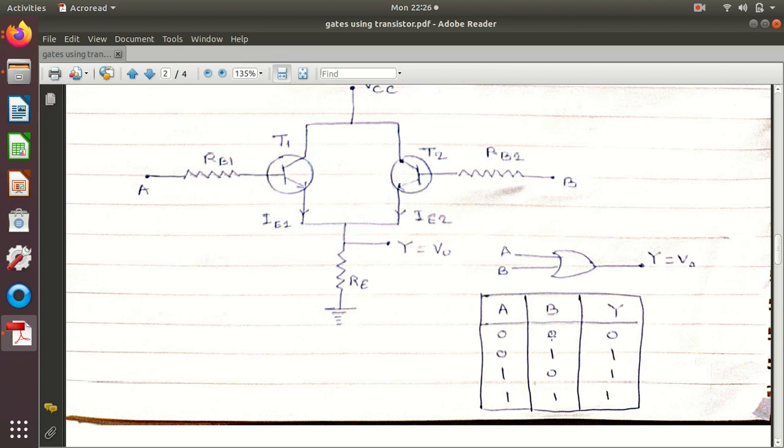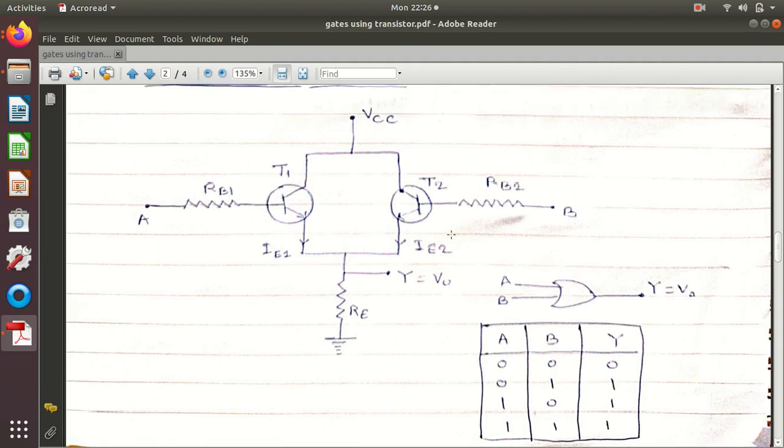when both inputs are 0, you will get 0 output. When any one of the inputs is 1, you will get a high output, or 1. When both of the inputs are high, you will get the high output. So this is the truth table of the OR gate. Now let us see how we can construct the OR gate by using transistors.